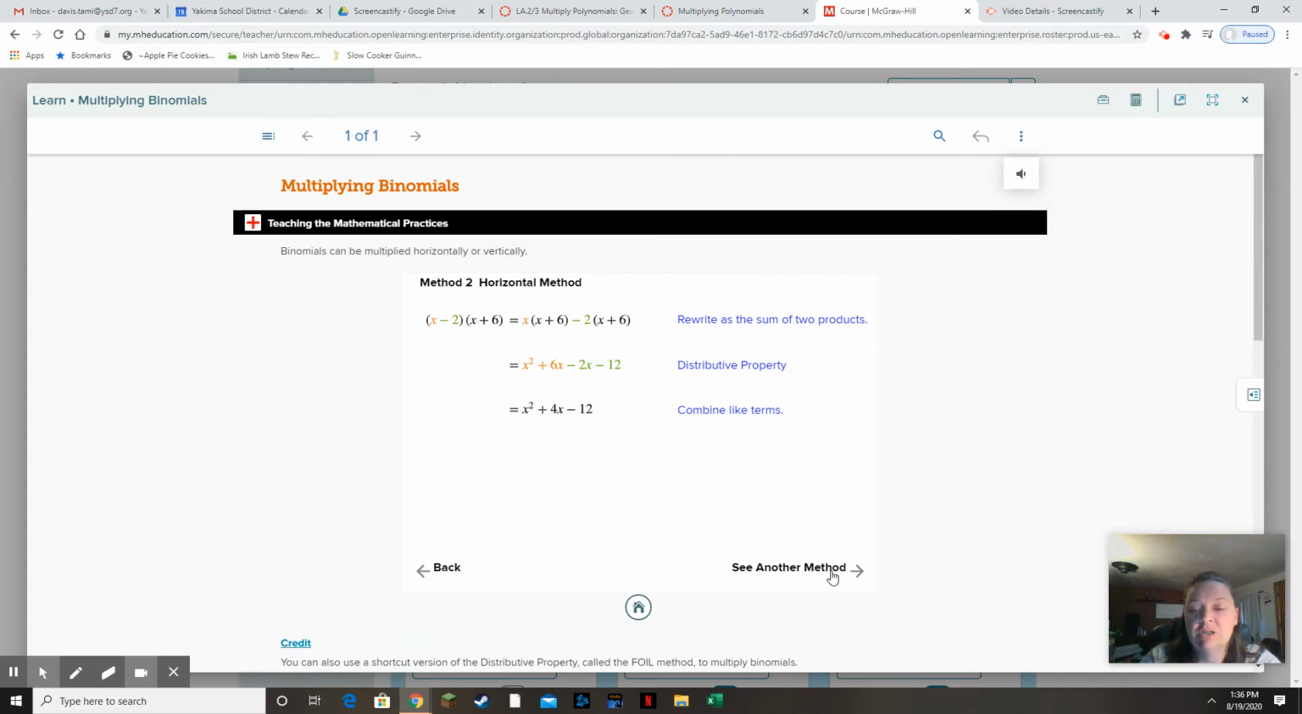The last step is to combine like terms. X squared stays x squared, 6x minus 2x is 4x, negative 12 stays negative 12. Pause the video if you need to so you can get that copied into your notes.